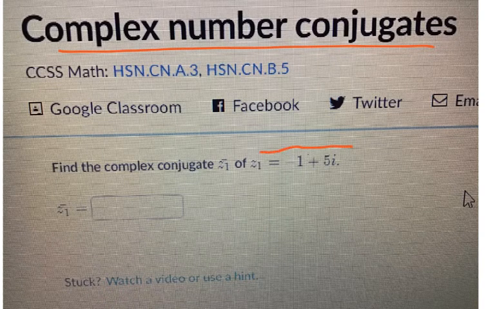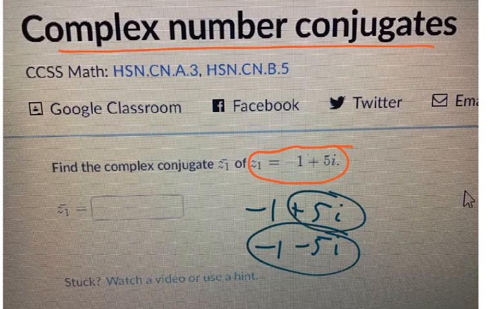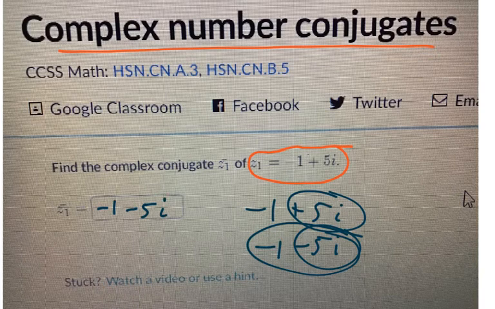They give me this complex number there. If you can't see it well, it's -1 plus 5i. Okay? Do you know what its conjugate is? It's simply -1 minus 5i. In other words, all you have to do is change the sign of the i number. That's a conjugate. It's that simple. So right in here, we're going to type in -1 minus 5i, and we're going to get credit.